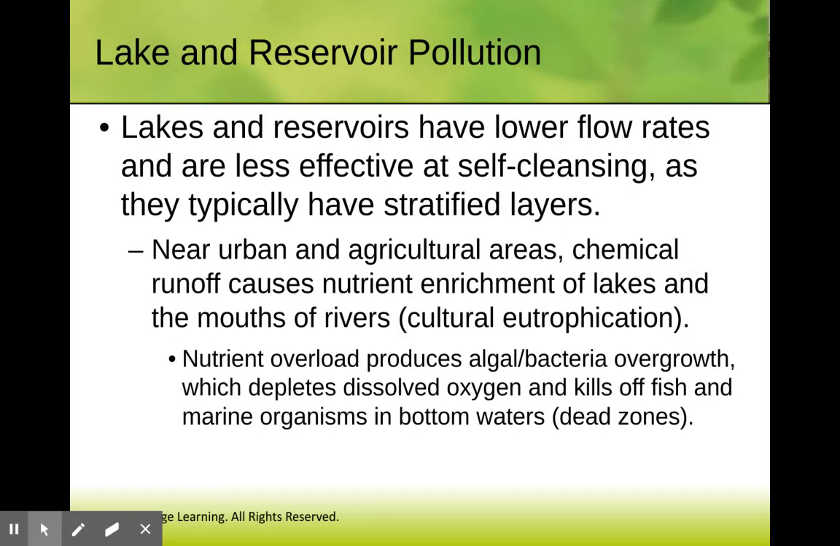Lake and reservoir pollution. So lakes and reservoirs have low flow rates and are less effective at self-cleaning as they typically have stratified layers. So near urban and agriculture areas, chemical runoff causes nutrient enrichment of lakes and the mouth of rivers. So this would be called cultural eutrophication. Nutrient overload produces algal bacterial overgrowth. Again, that's taking the oxygen away in the lake. So again, this will kill off fish and marine organisms in bottom waters or dead zones.